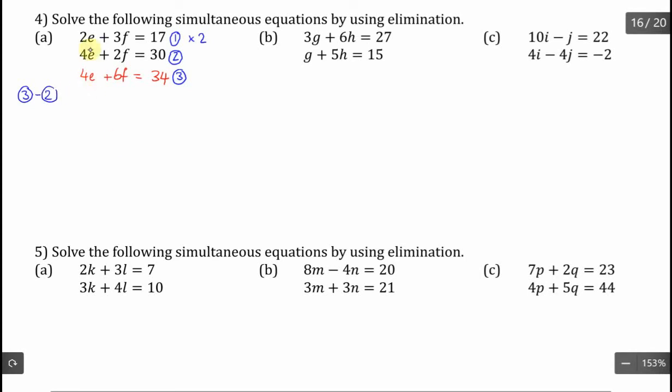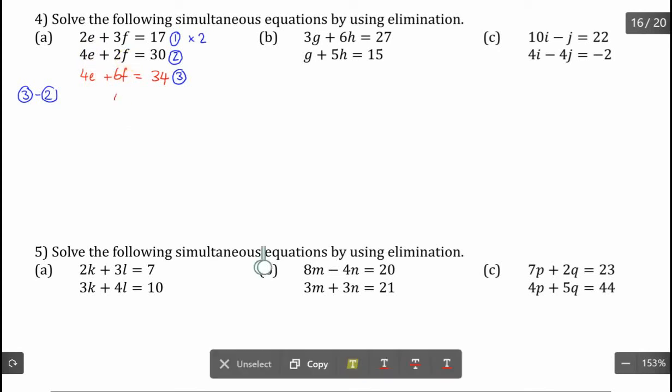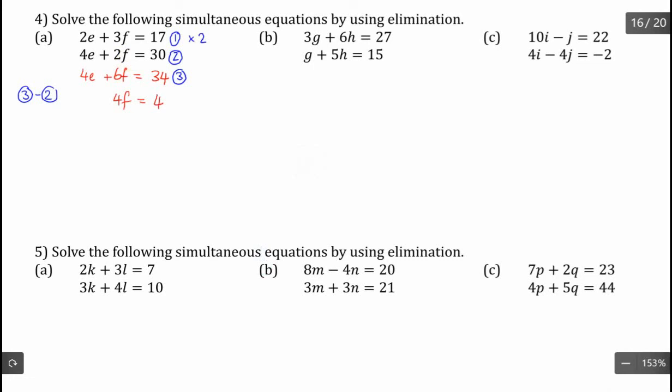So 4e take away 4e would be 0. That's what we wanted to happen. 6f take away 2f is 4f, and 34 take away 30 is 4. So therefore f is 1.